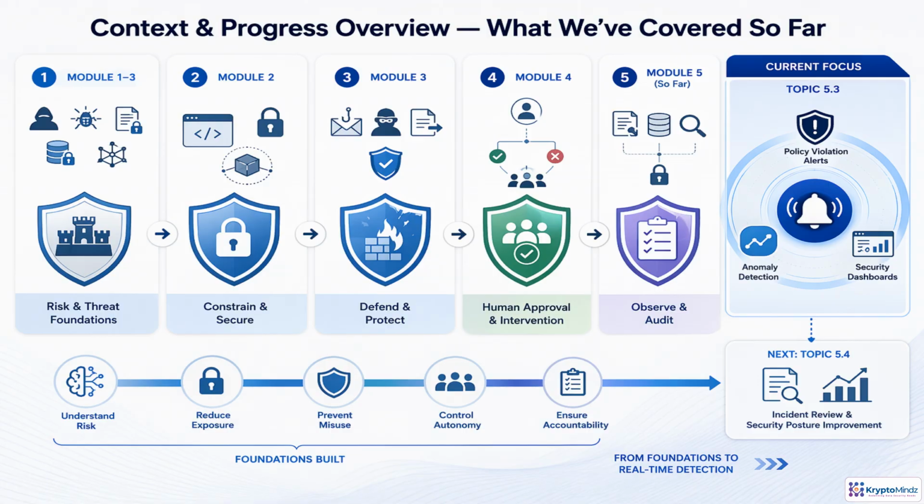We've already looked at agent risk, exposure reduction, misuse prevention, autonomy controls, and accountability. Those layers matter because monitoring only works when you know what should happen. Now we'll use logs, audit trails, and policy expectations to detect violations, anomalies, and emerging security issues in real time.